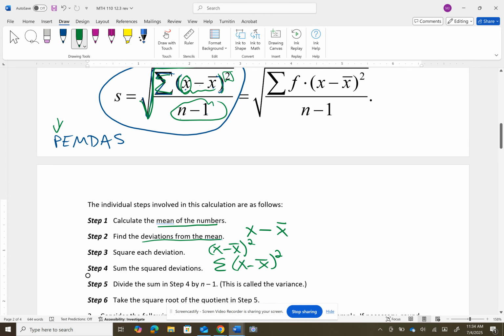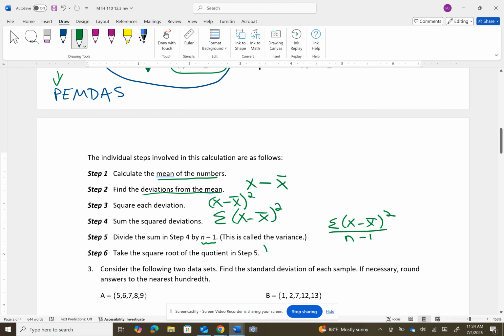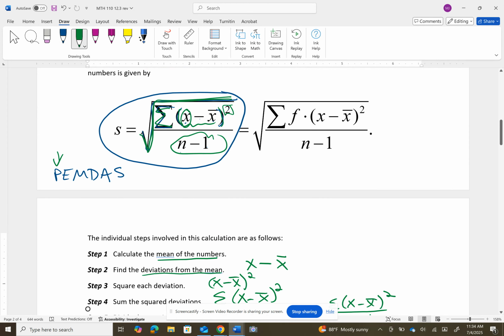Okay, and you do that when we have a sample, which we're going to always assume we have. So you're going to take what you just found in the previous step, and you're going to divide by 1 less than the number of data values. And then after you've done all of that, you take the square root of that. Okay? So that's why the steps are what they are. The formula kind of tells you that. So get used to thinking PEMDAS and reminding yourself of what the steps are going to be.